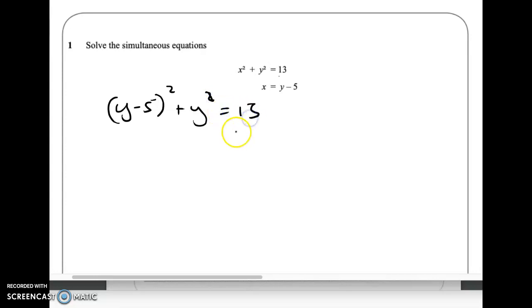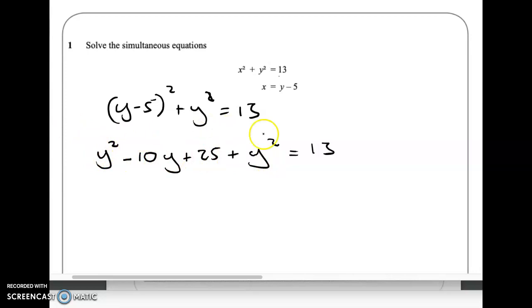equals 13. We want to expand this out, so if we expand it out, we're going to get y squared. We're going to get minus 5 times y twice, which gives us minus 10y. And we're going to get minus 5 squared, which is positive 25. We're going to get plus y squared equals 13.